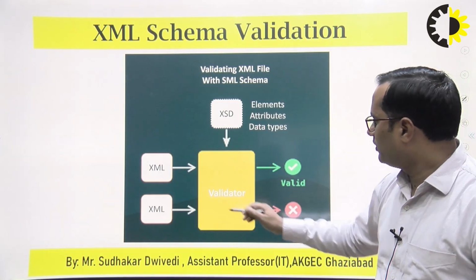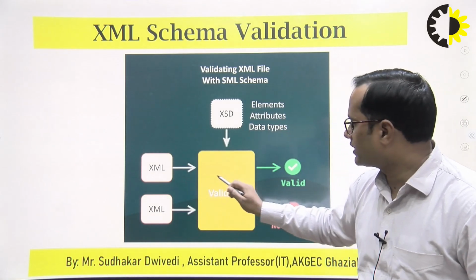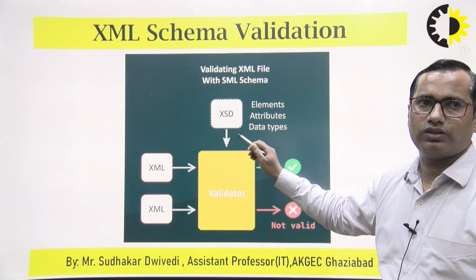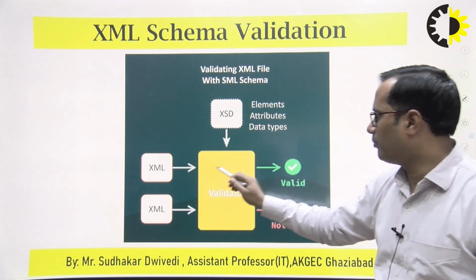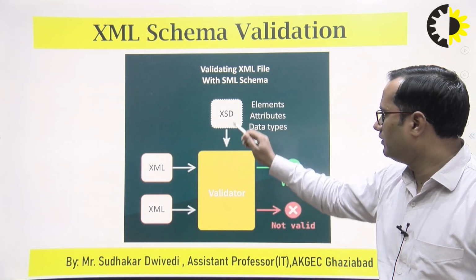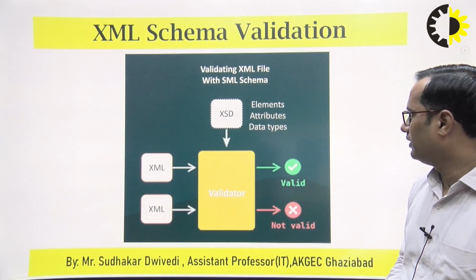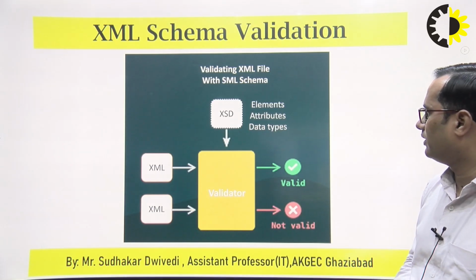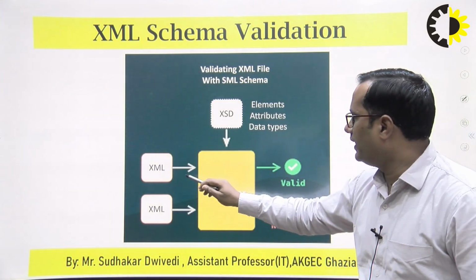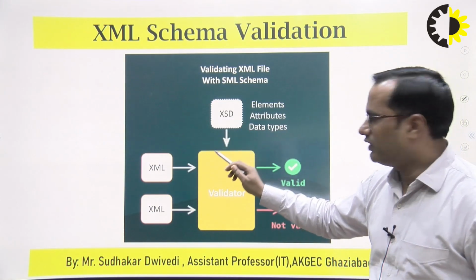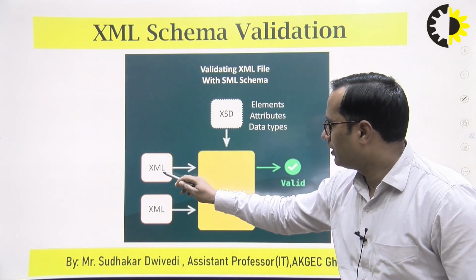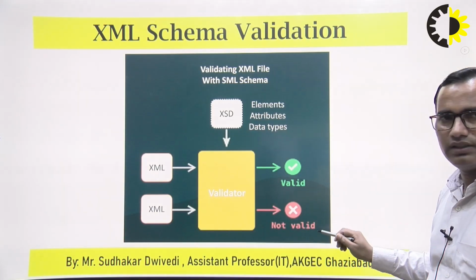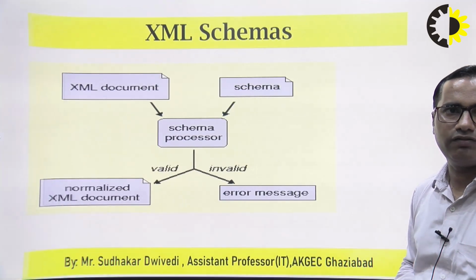So what we have is a validator. We have provided the XML instance to this validator and also provided the XSD file to it, that means the XML schema definition. We have provided both the XML file and the related XSD file that have elements, attributes and data types. All these are represented in this file. If this XML file is validated against this XSD, then it will be valid. Otherwise, it will not be a valid XML file.